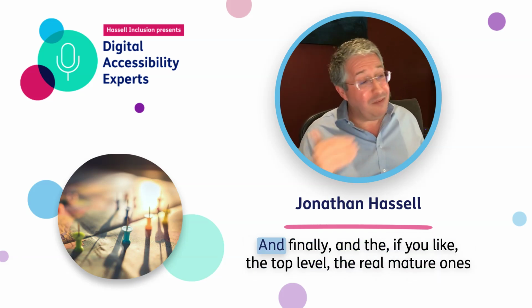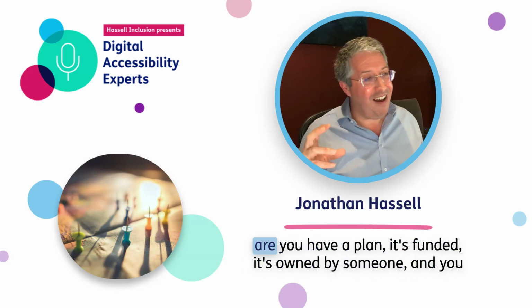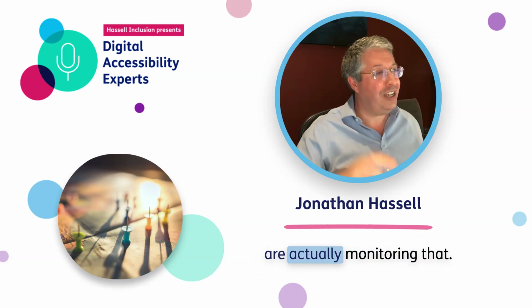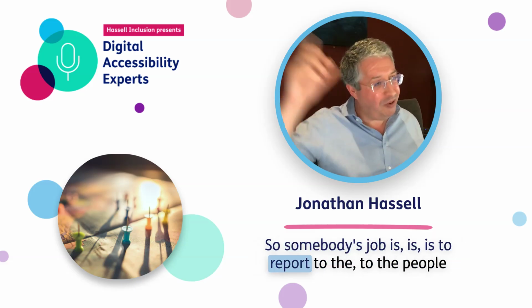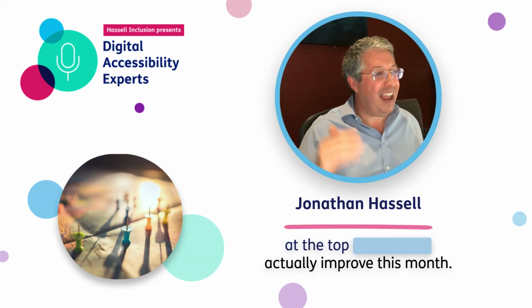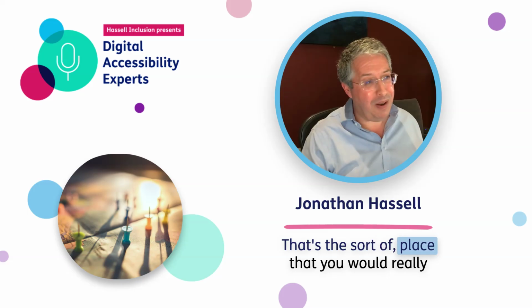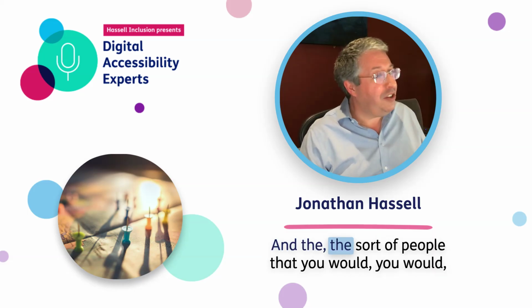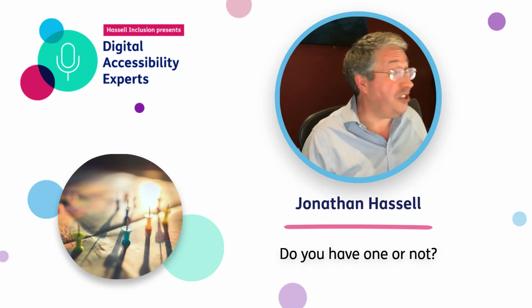And finally, the top level, the real mature ones: you have a plan, it's funded, it's owned by someone, and you are actually monitoring that. So somebody's job is to report to the people at the top that accessibility actually improved this month like this. That's the sort of place that you would really want to be mature. And the sort of people that you would report to would be your executive stakeholder. Do you have one or not?